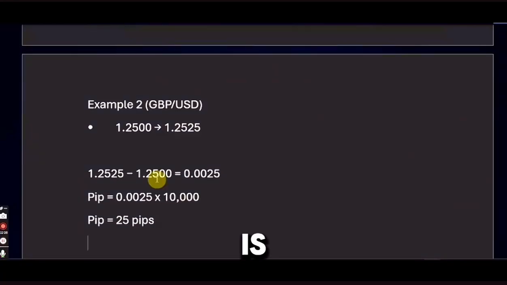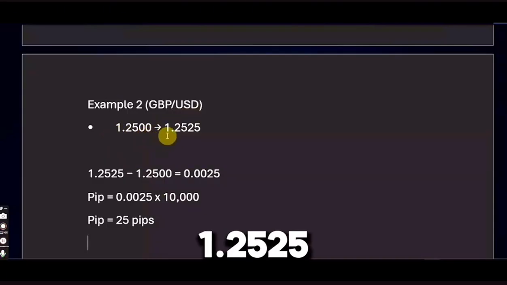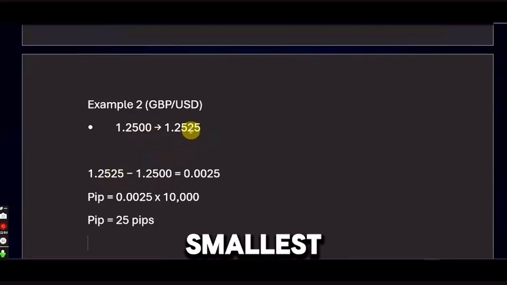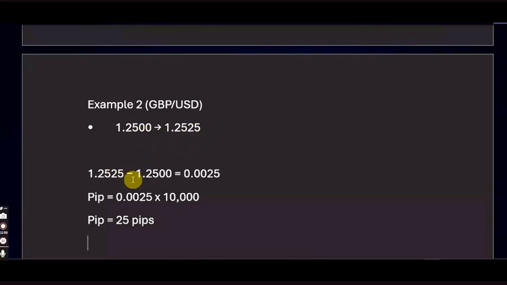Another example is GBP/USD. Let's say price moved from 1.2500 to 1.2525. We just need to find the price difference in the price movement by subtracting the smaller one from the bigger one. When we do the subtraction, it will give us 0.0025.